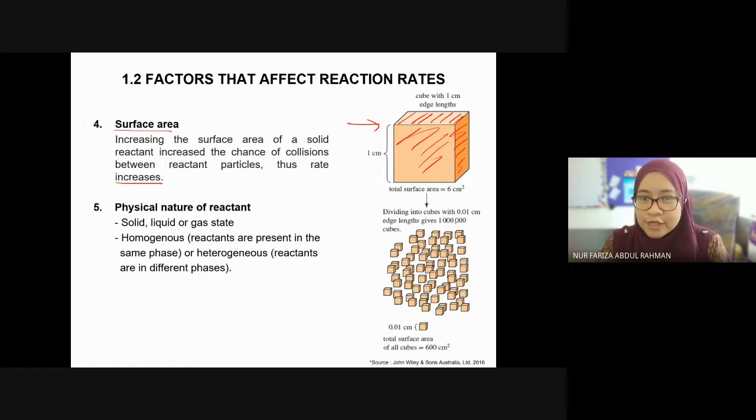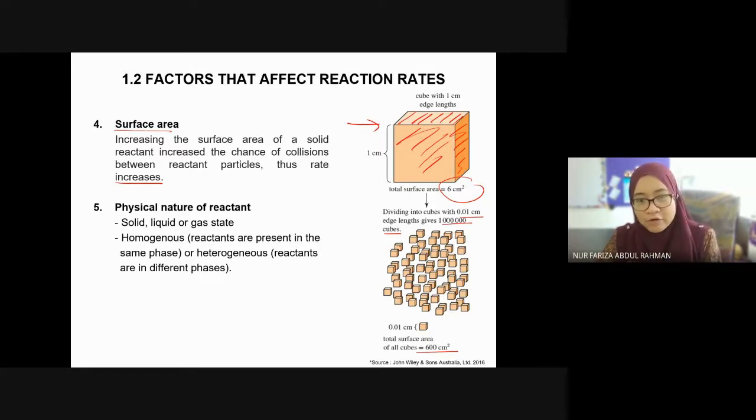Potong-potong ni kan into smaller cubes with 0.01 cm edge length. Ni siap dia ukur lah kan. Give 1 million cubes. So you bagi kecil and then you times these 1 million cubes dengan surface area dia, berapa you dapat dia punya surface area. This one total surface area is 6 cm². This one 600 cm². So mana dia punya total? Because all of them ni dekat dalam ni dia tak expose kan. Surface area is the one that is being exposed.